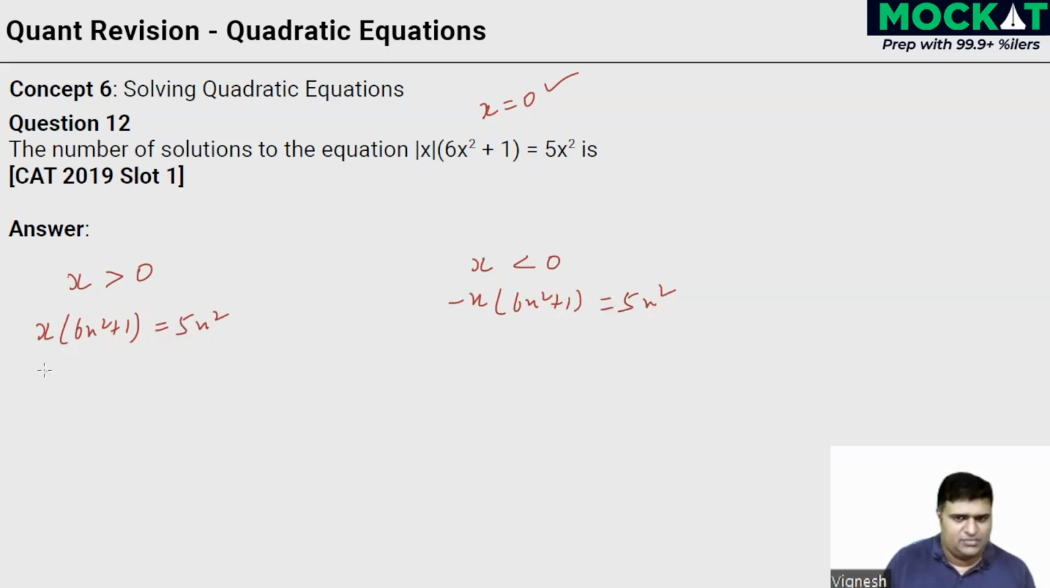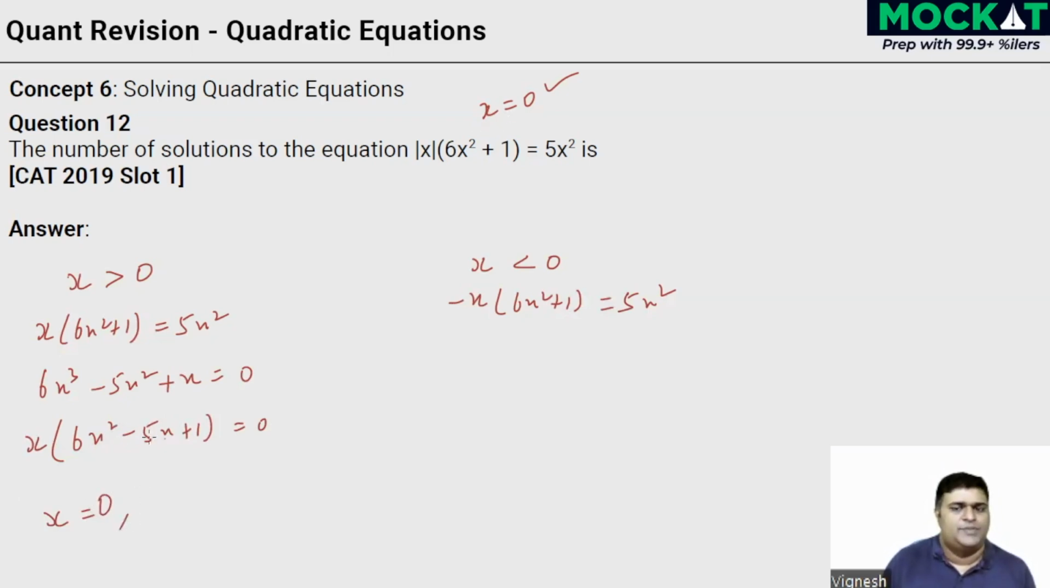If it's confusing, don't worry. Just write it down this way. You don't need to cancel also. Write it down as 6x cube plus an x. But if I bring the minus 5x square, it becomes 6x cube minus 5x square plus an x equals 0. I can write it as x into 6x square minus 5x plus 1 equals 0. And x can be 0, which is identified already.